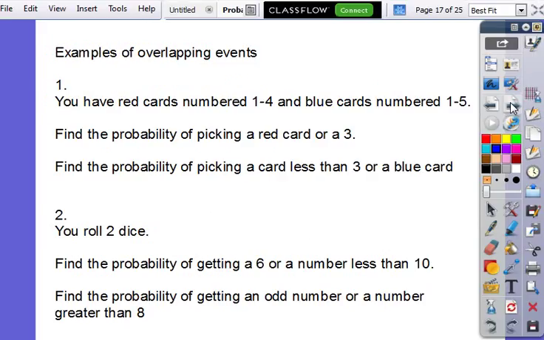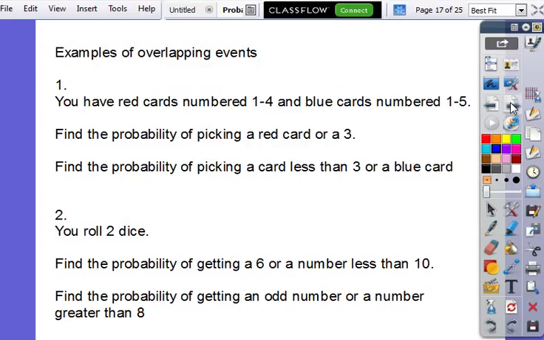Alright, so some examples of overlapping. If you have red cards 1 through 4 and blue cards 1 through 5, find the probability of picking a red card or a 3. Why is that overlapping? Because you can get a 3 and a red card. I can get a red by itself, I can get a 3 by itself, or I can get a red 3. Alright?